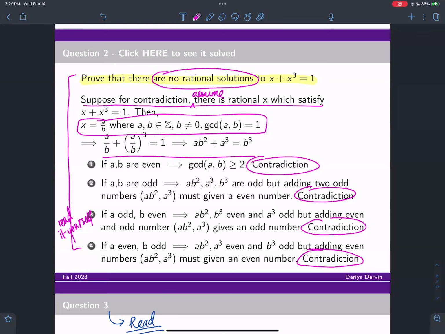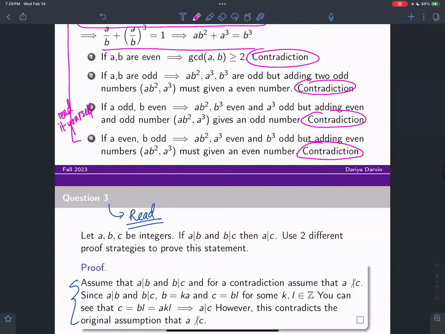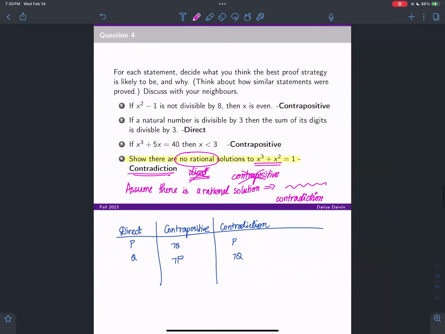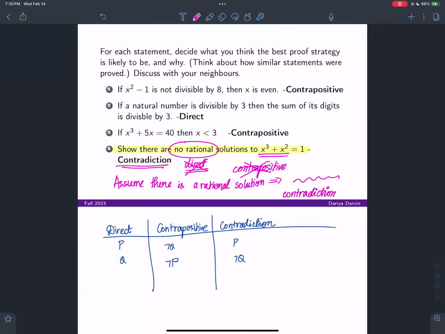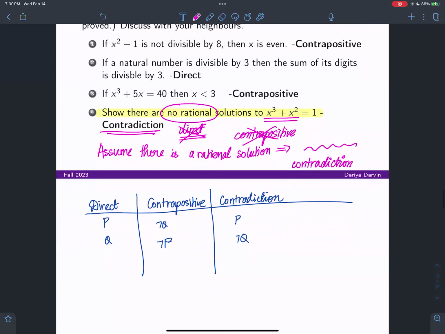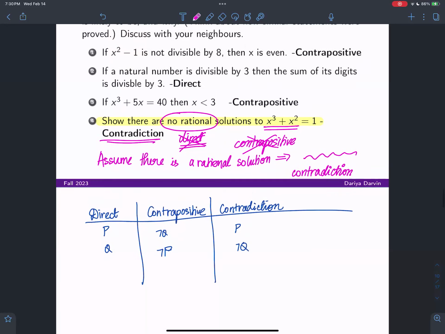Does this make sense? Why is contradiction a good option here? Again, maybe we'll take a pause on that, do a question, and then hopefully it will make more sense, because we didn't do it now, it might look confusing. But just recognizing that contradiction is a good method is the key here.